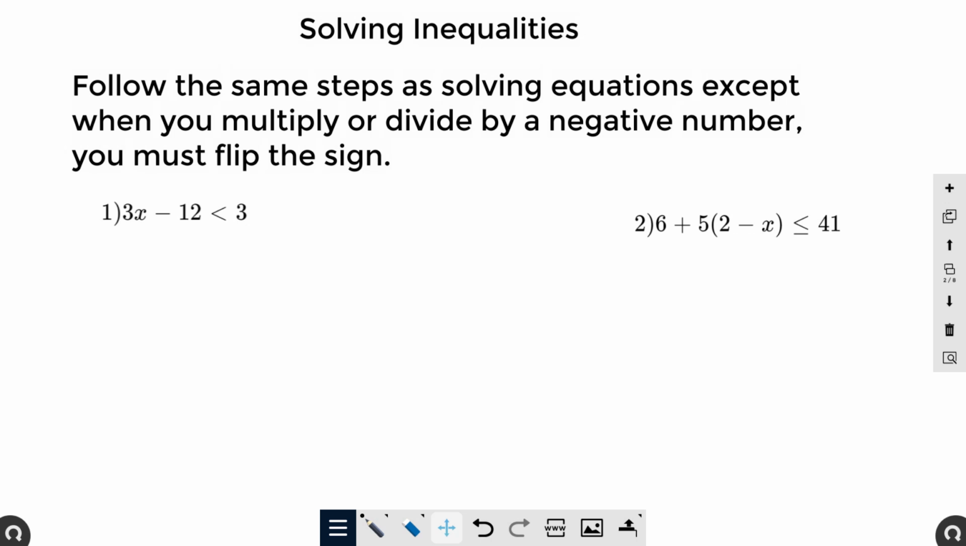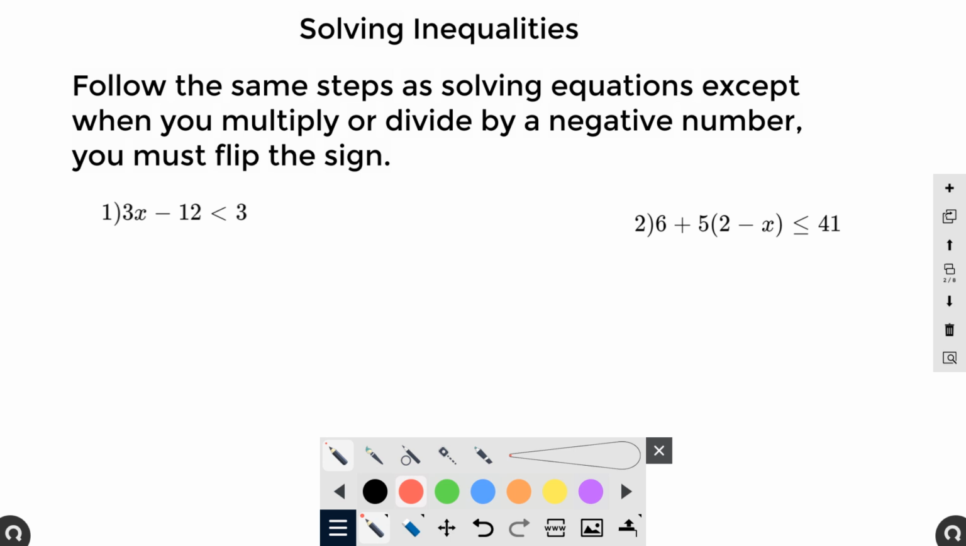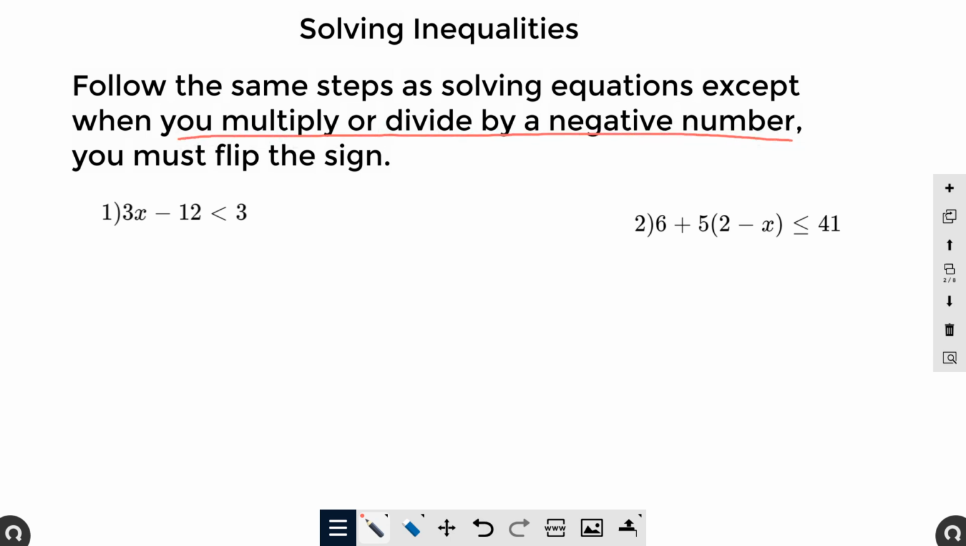So today's all about solving inequalities. It's basically the same thing as solving equations. We're going to follow those same steps. Follow your order of operations to simplify, reverse them to solve. The only difference is this one part right here. If you multiply or divide both sides by a negative number, you must flip the sign. So that's going to change it from a greater than to a less than or vice versa.